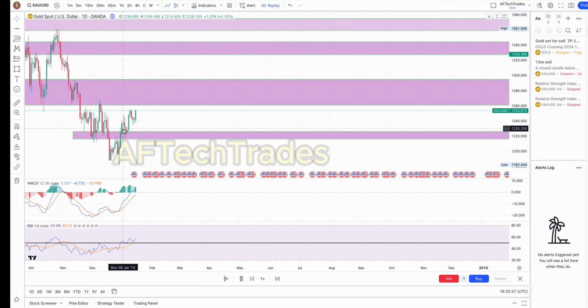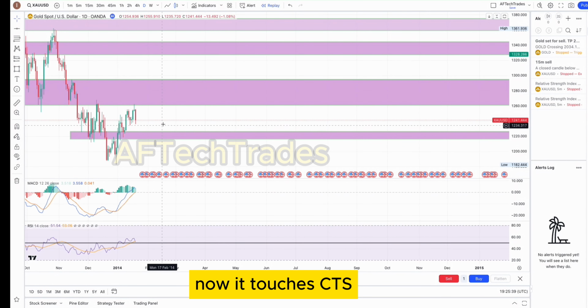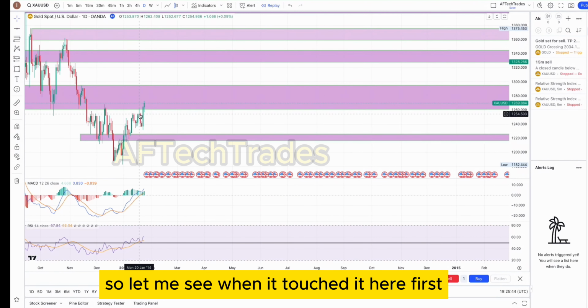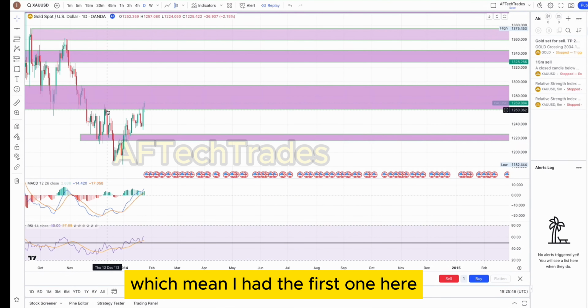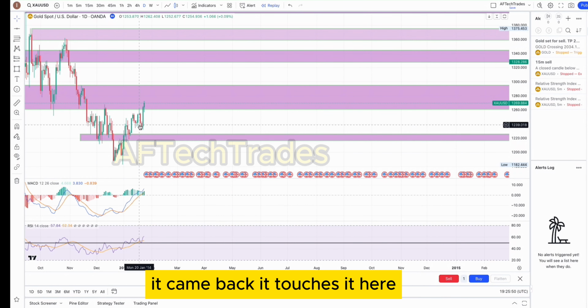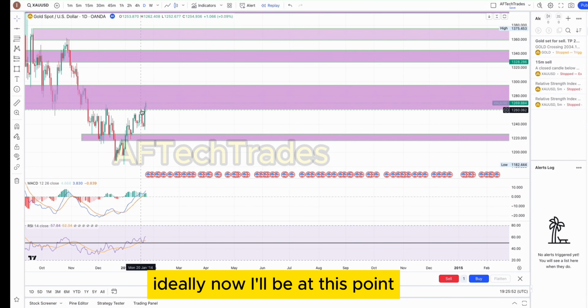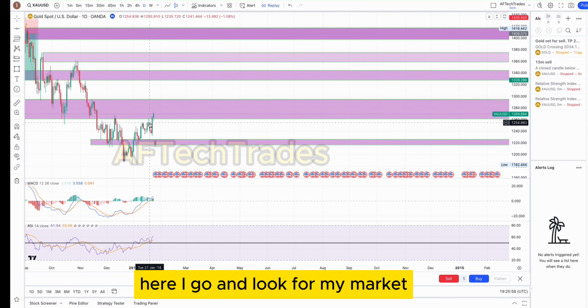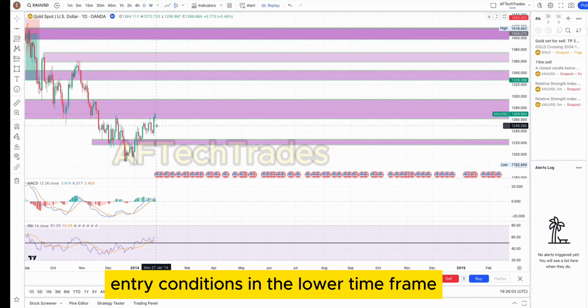Consolidating. Now it touches it here. So let me see. When it touched it here first, which means I had the first one here, it came back, it touches it here. Ideally now, I'll be at this point. At this point, you have this doji, inverted hammer here. I will go and look for my market entry conditions in the lower time frame.